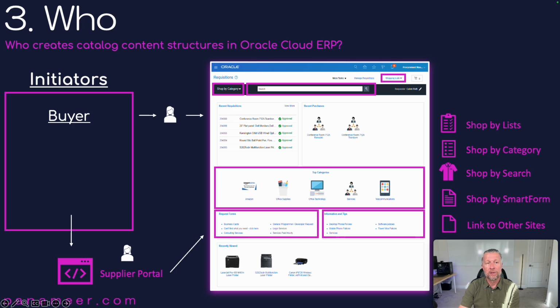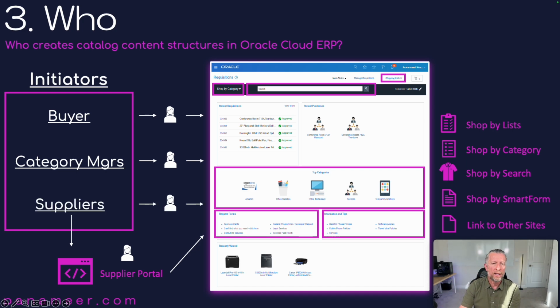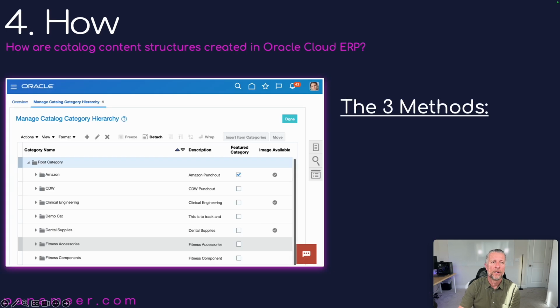Catalog content structures. So the buyer can create those content structures, right? That makes a lot of sense. If I'm a buyer, I'm going to determine how to expose the content I negotiated. The category managers are overall responsible for which content gets negotiated and how it gets presented to the requesters. And then the suppliers. So we talked about this before too. If a catalog, or rather a purchase agreement, is negotiated into a local catalog, purchase agreements can be set up such that a supplier can come through the supplier portal to change pricing. So in that case, the supplier actually has the ability to create or at least amend the catalog content structures as well.